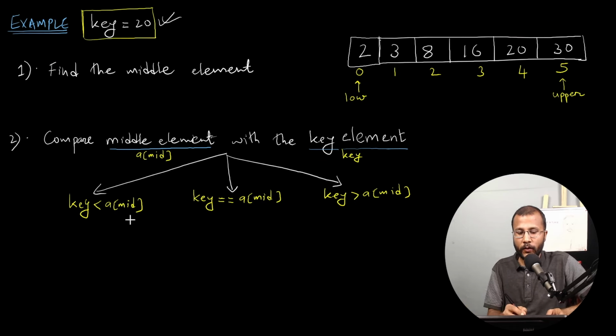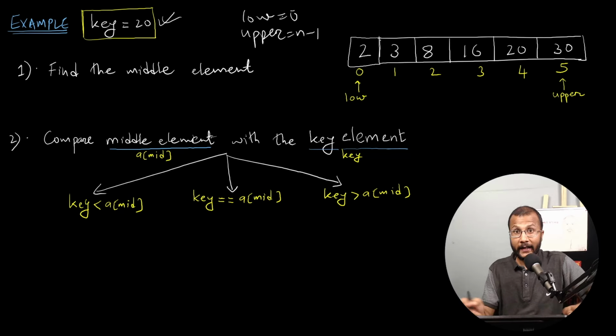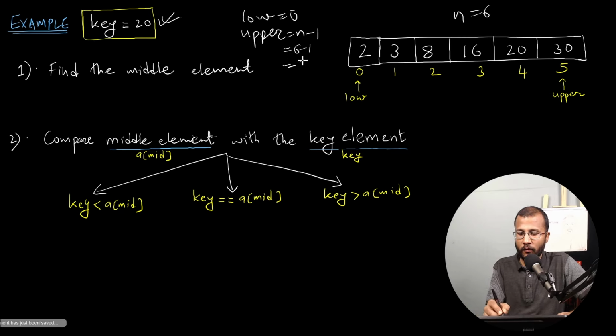So whenever key is 20, initially my low is nothing but 0, the first index, that is index 0, and my upper index is nothing but n minus 1. In this case, the number of elements n is equal to 6, so my upper index is 6 minus 1, which is equal to 5. So upper index is 5, lower index is 0.